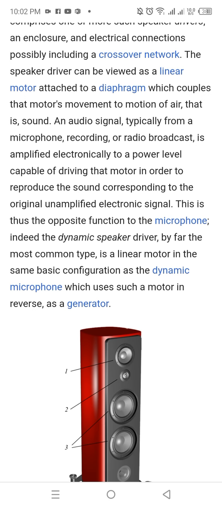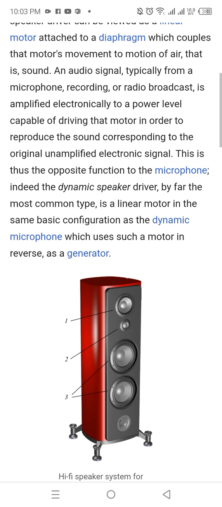This is thus the opposite function to the microphone. Indeed, the dynamic speaker driver, by far the most common type, is a linear motor in the same basic configuration as the dynamic microphone, which uses such a motor in reverse as a generator.